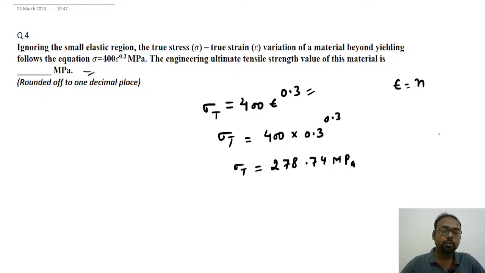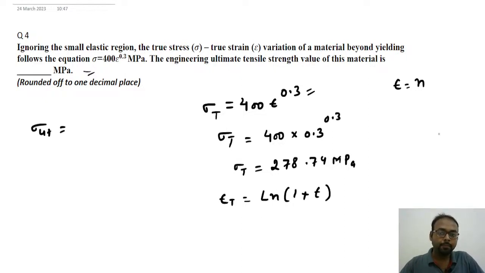Now we have to find out the ultimate engineering tensile strength. To get that, we need the true strain value. We will use the true strain equation, epsilon t, given by log of 1 plus epsilon. So the sigma ut value is given by sigma t, the true stress, divided by 1 plus epsilon. This epsilon is the engineering strain. So now we will try to find out the 1 plus epsilon value.